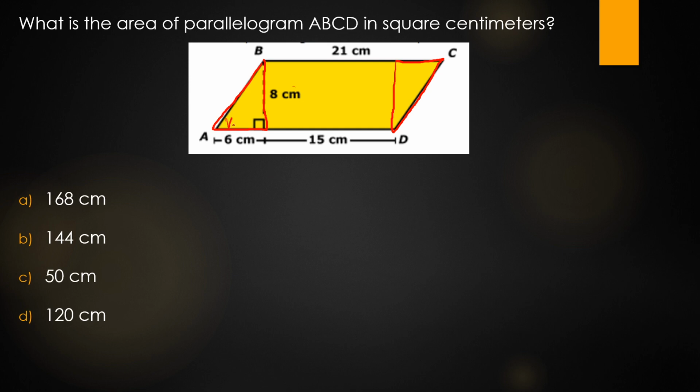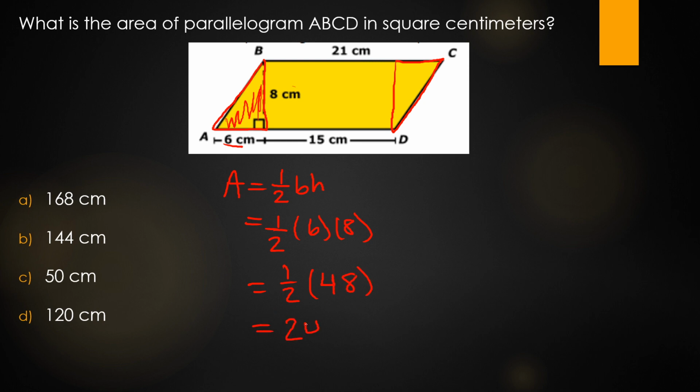I'm going to start with this triangle right here, and I know that my area formula for a triangle is going to be 1/2 my base times height. So I have 1/2 times my base, which is 6, times my height, which is 8. So I'm going to have 1/2 times 48. Half of 48 is going to be 24. So this is the area. So my area right here for this triangle is going to be 24 centimeters squared.